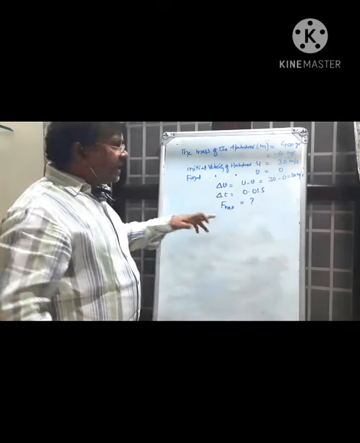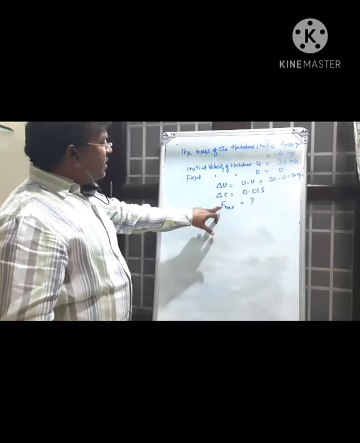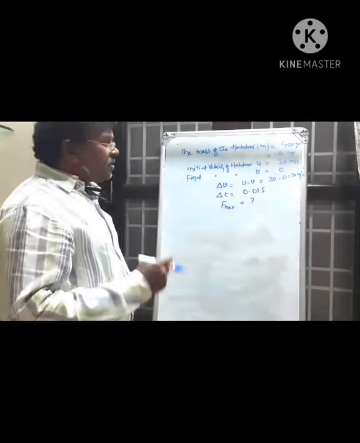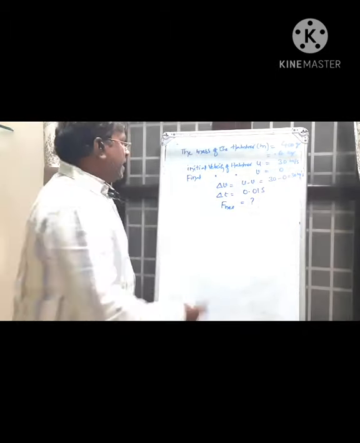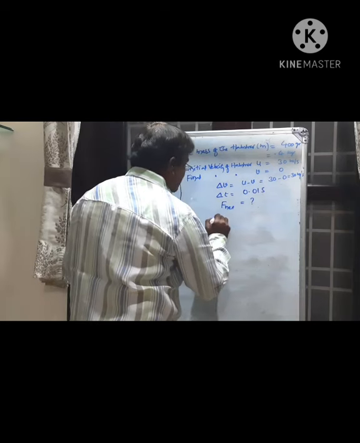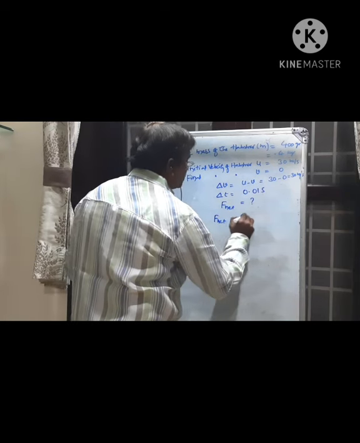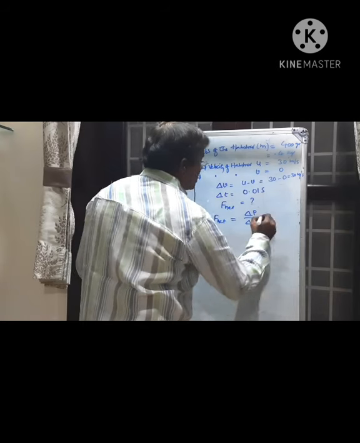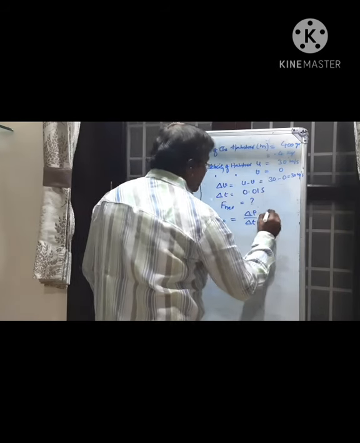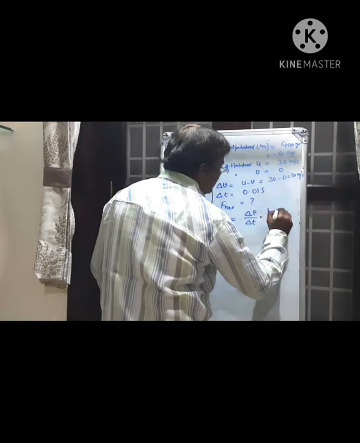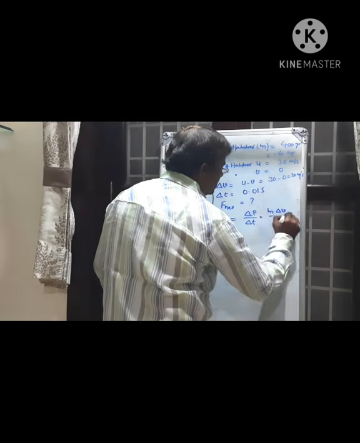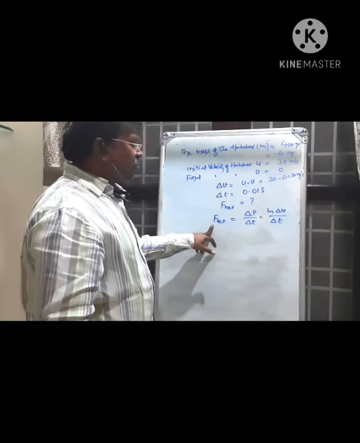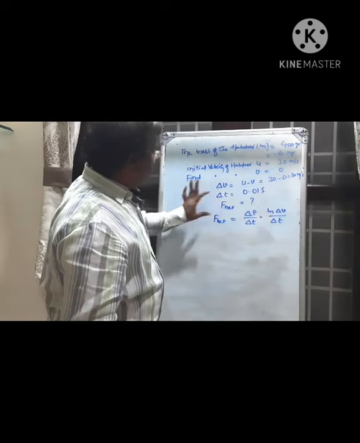So that is a relation. What is the relation between F and all these things? Automatically Newton's second law comes to our mind. That is F net is equal to delta P by delta t. In other words, what is delta P? That is m into delta v by delta t. So with the help of this formula, we have to find out F net.